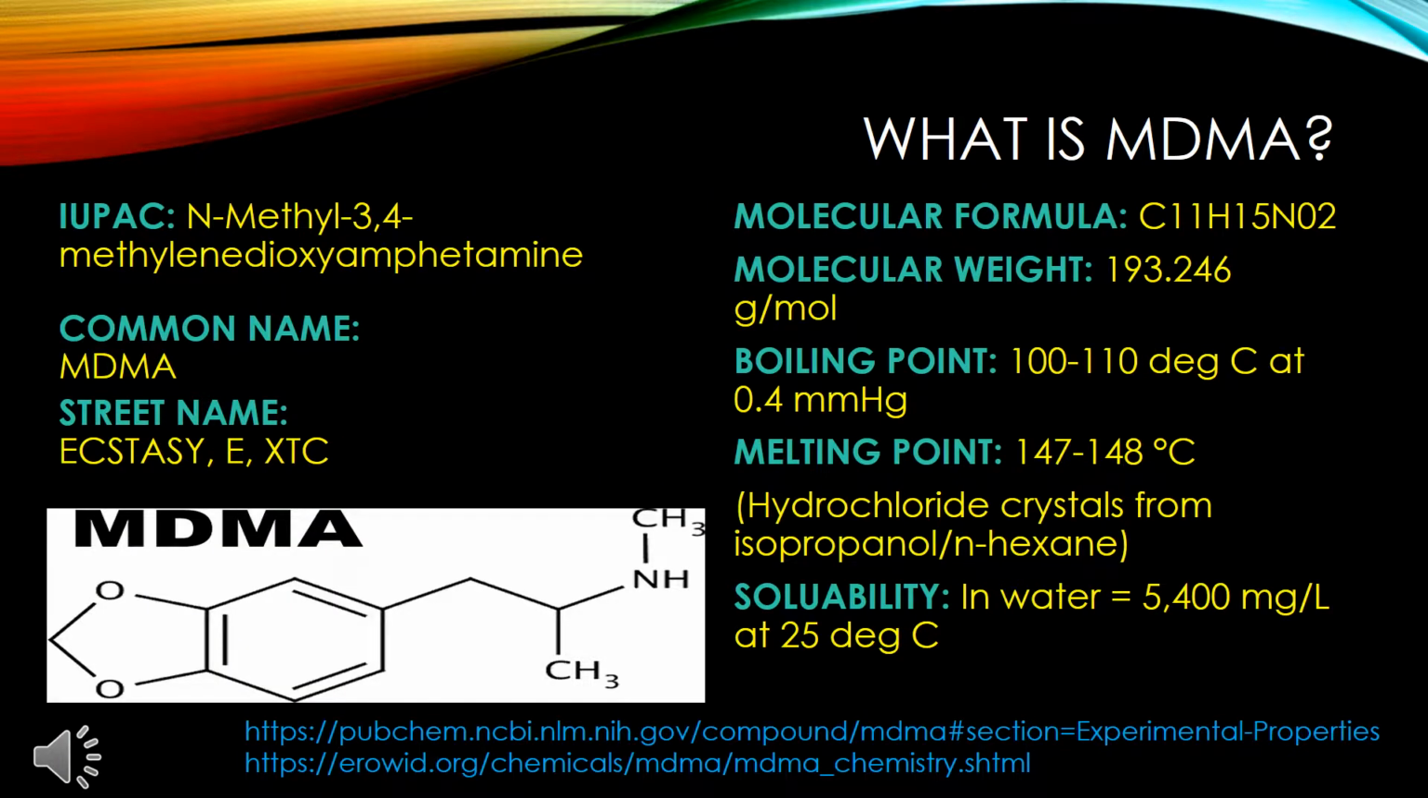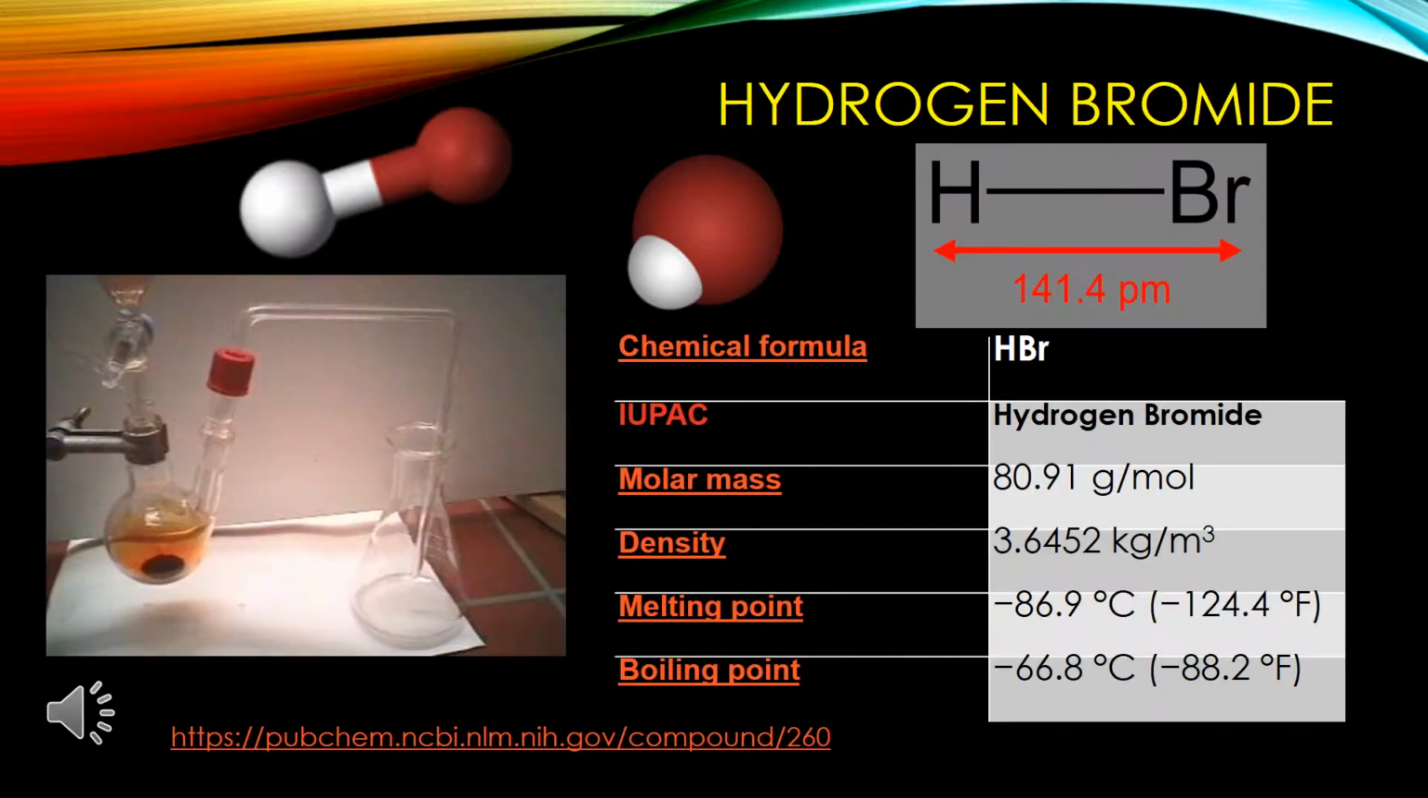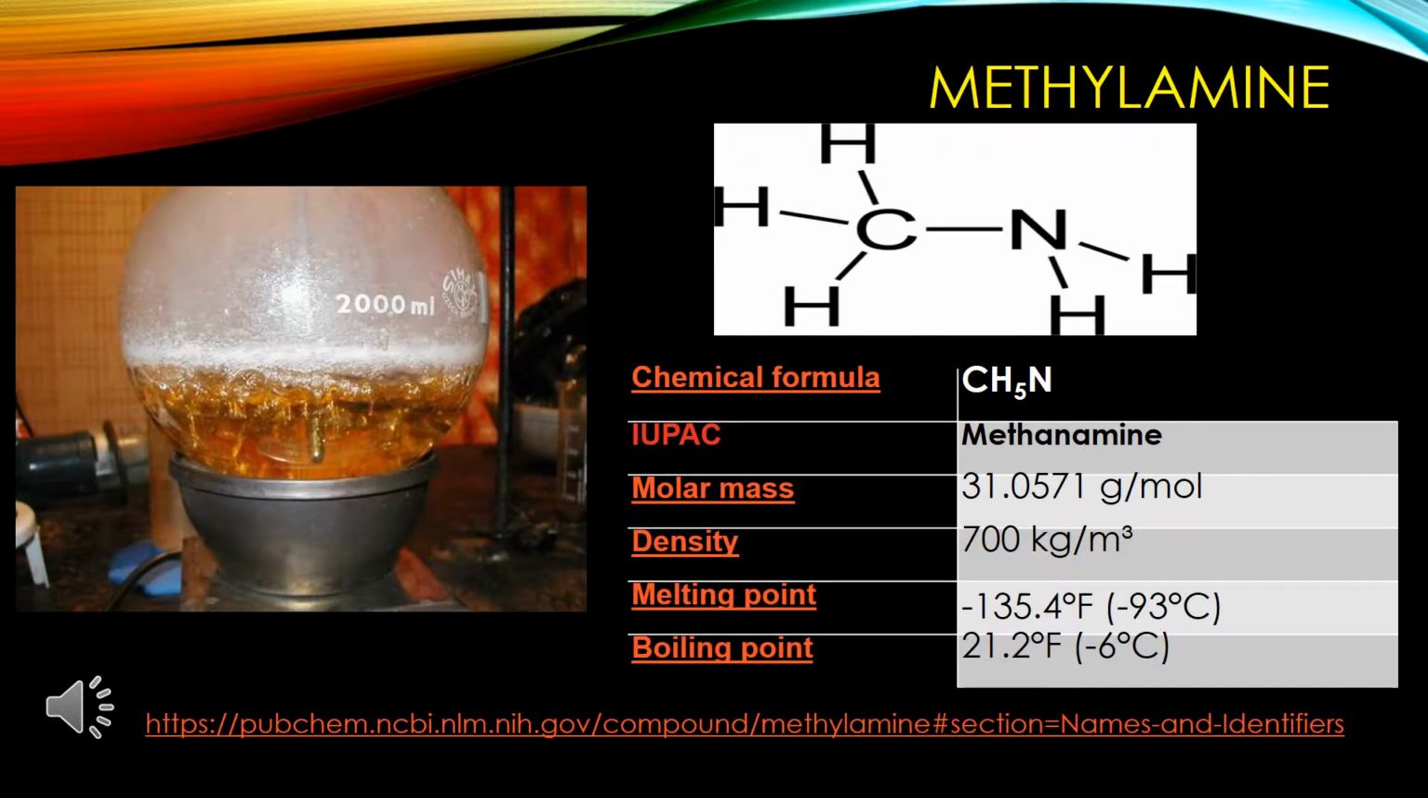Our chemical is N-methyl 3,4-methylenedioxyamphetamine, also known as MDMA or ecstasy. The chemical compound safrole is one compound used to synthesize MDMA. It undergoes two reactions. First, the hydrogen bromide reagent is used to produce an alkyl halide during an addition reaction called hydrohalogenation. Afterward, methylamine reagent is used to produce a nitrogen-carbon bond during an SN1 reaction mechanism.